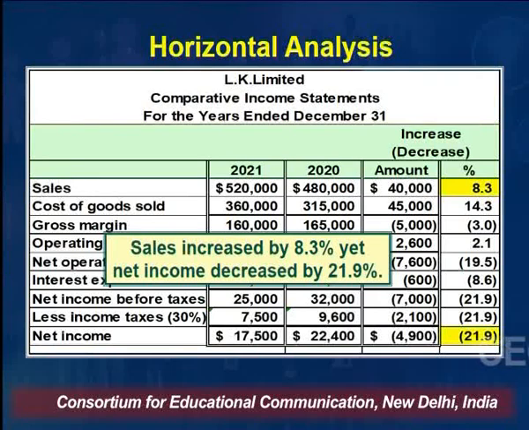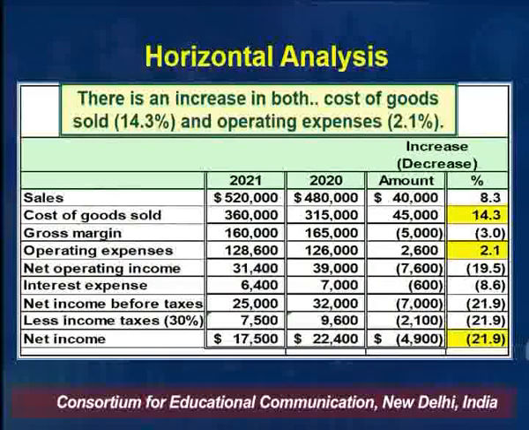Now you have a question: sir, what is the reason for this? When my sales is increasing, my profit should also increase. So what is the reason for that? That reason you can find in this point where I have highlighted your cost of goods sold. Your cost of goods sold has increased by 14.3%, and your operating expenses have also increased by 2.1%. So there is an increase in both, not only your cost of goods sold but also your operating expenses.